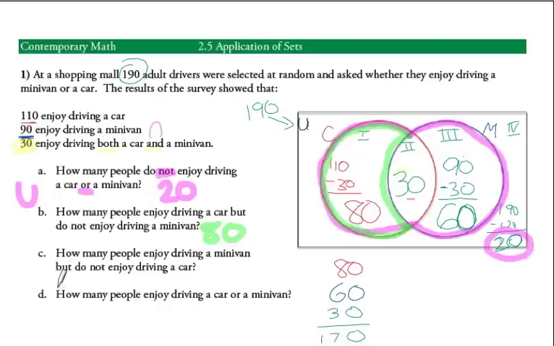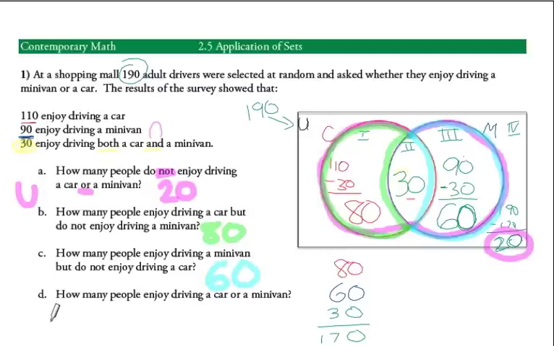For letter C, it says how many people enjoy driving a minivan but do not enjoy driving a car. I want you to try this one on your own. Give you a couple seconds here. So this question is just like letter B, just flipped around. So now we want people who enjoy driving a minivan but not a car. So we can't include these 30 people because they like driving a car. So we want only minivan people here, and that's going to be region 3, and we get 60 people.